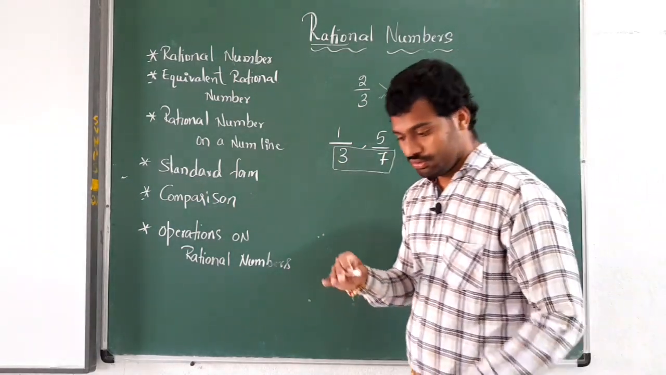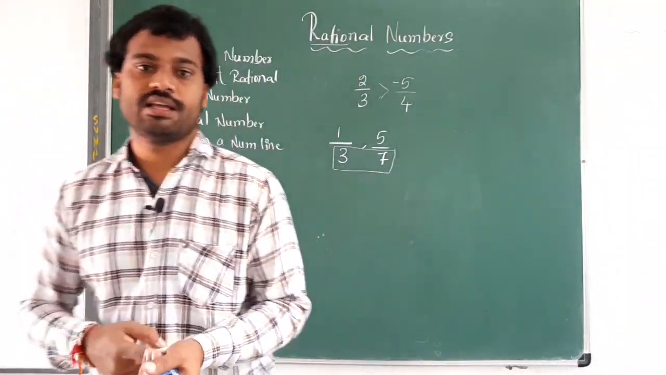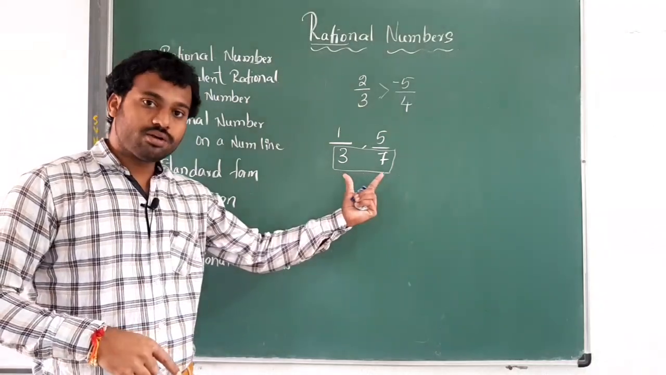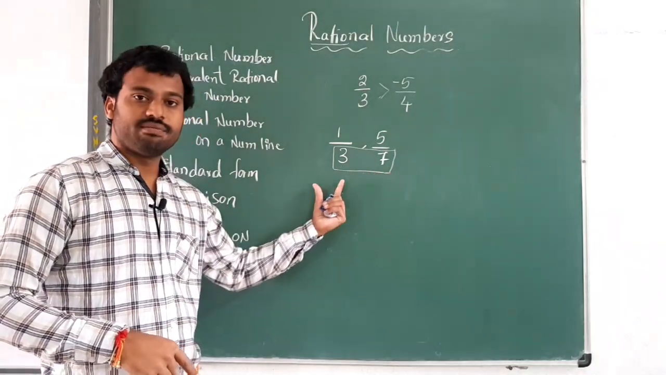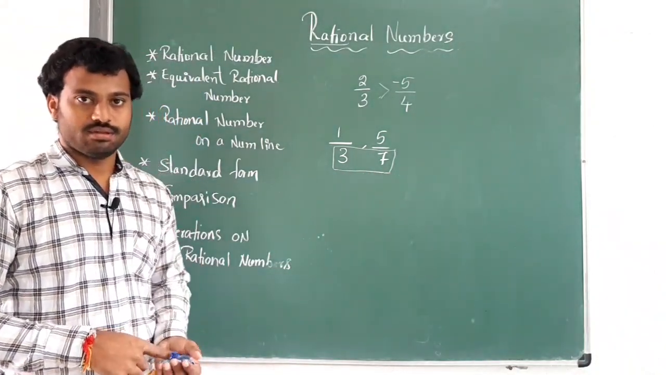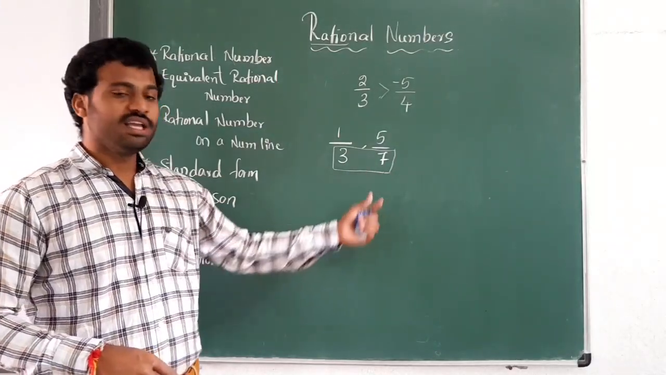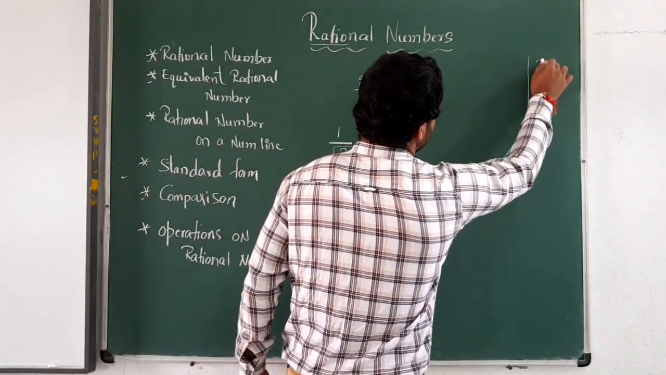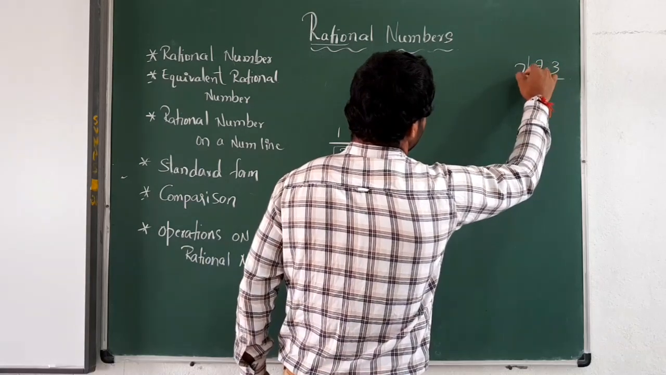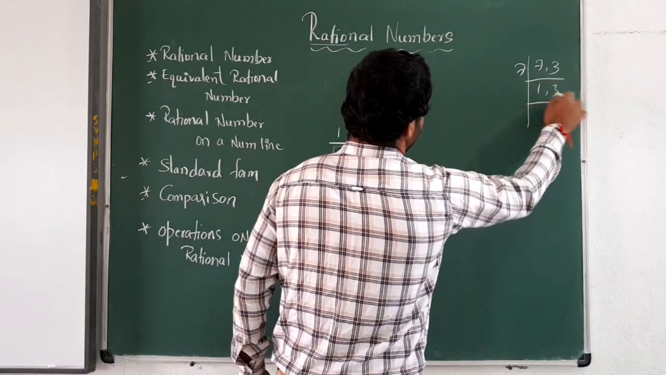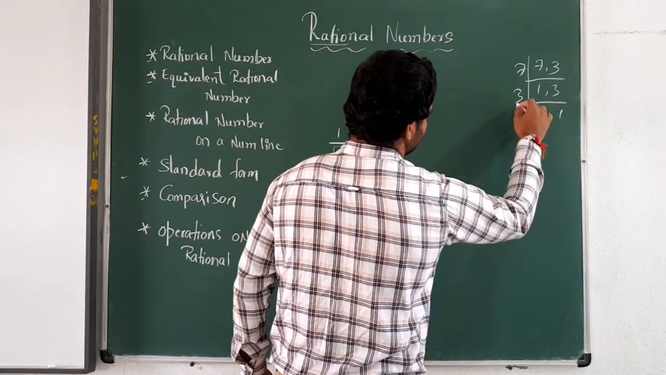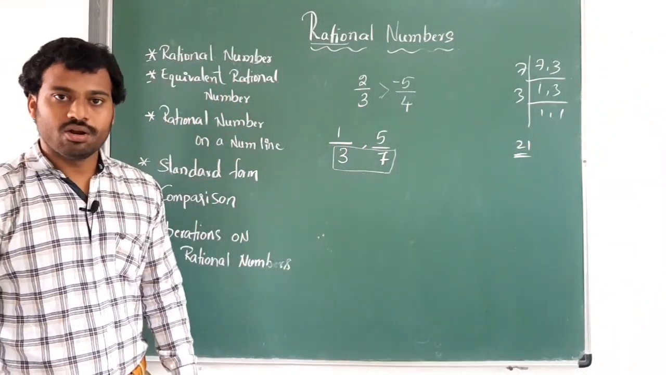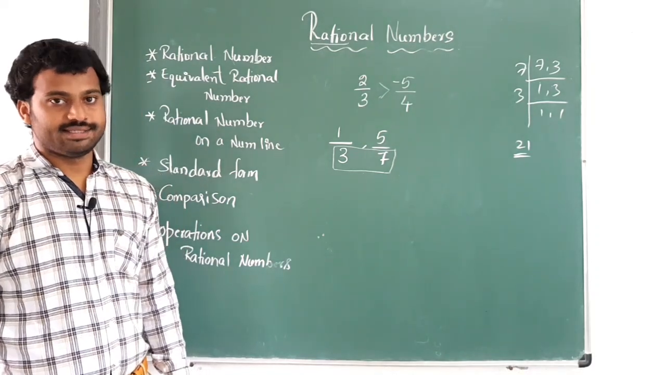What you have to do? You have to convert them to the same denominator. So for that what we have to do? You have to find out the LCM for the denominators. What will be the LCM? 7 1s are 7, 3 as it is, 3 7s are 21. Clear or not? 21 is the LCM.